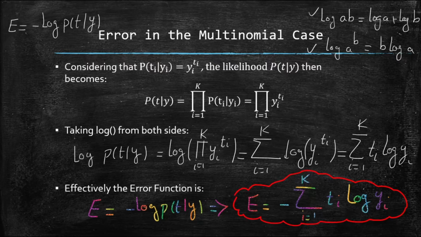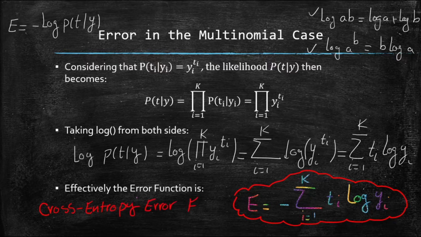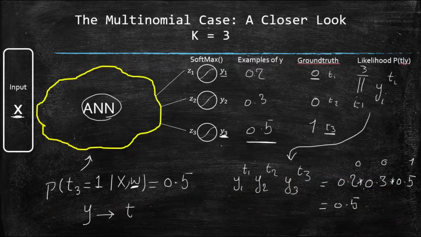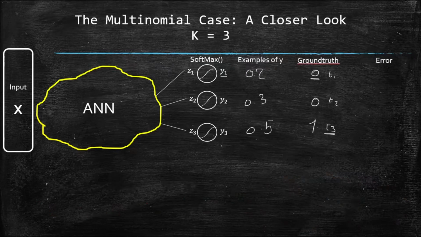And that has a name actually. Let me erase this bit and write the name over here. The name of this error function is the cross-entropy error function. Okay, so we can actually play with this one. I had to erase this so that we could be more clear on this. Now, again, the same example: these are the y's, the predictions, the probabilities, and these are the ground truths.